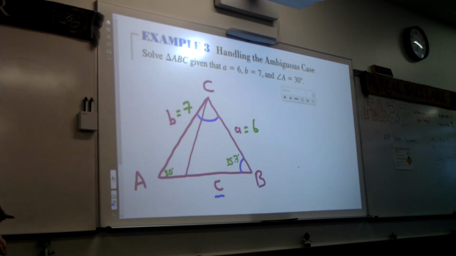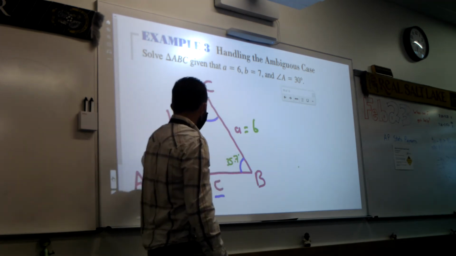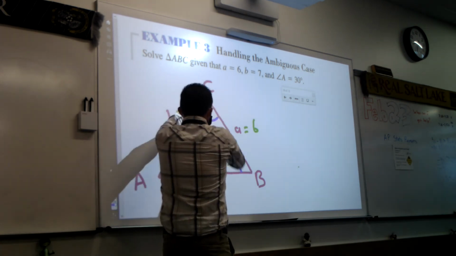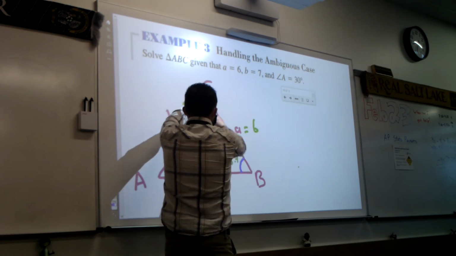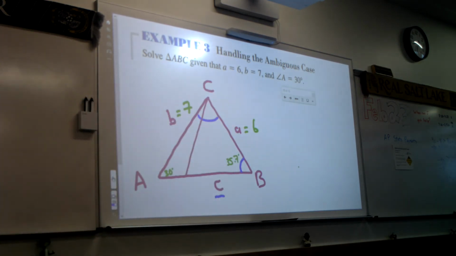Now, here's the thing. This was how we drew A the first time. This is how we're drawing A the second time. If I just look at this triangle right here, if this is 6 and this is 6, what type of triangle is it?